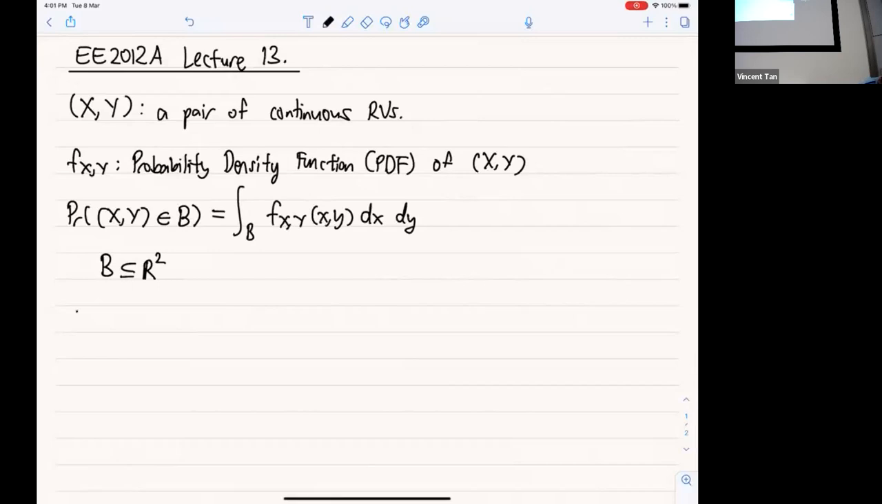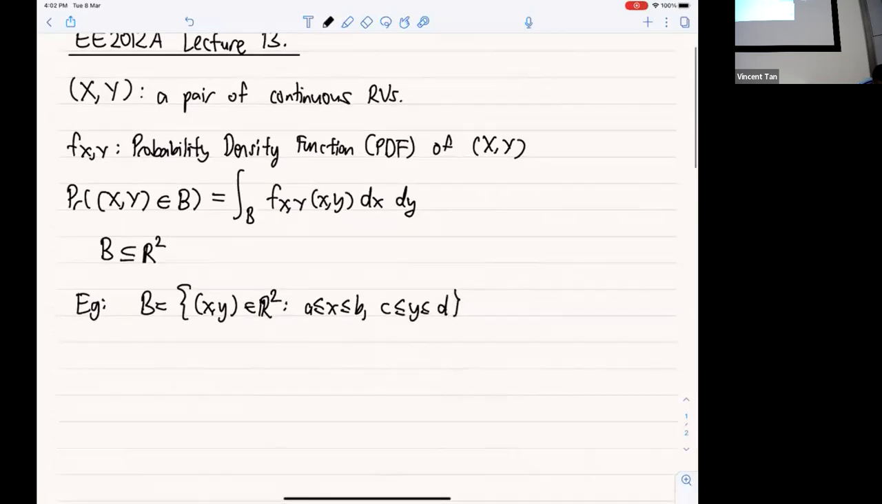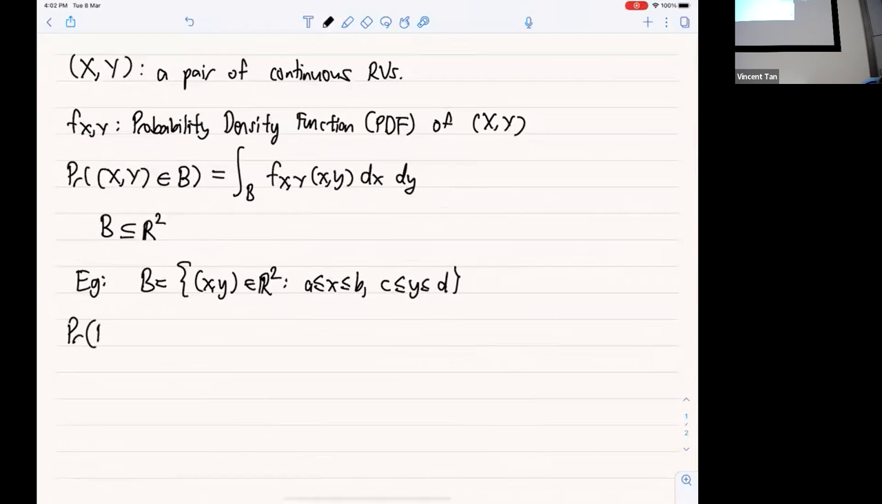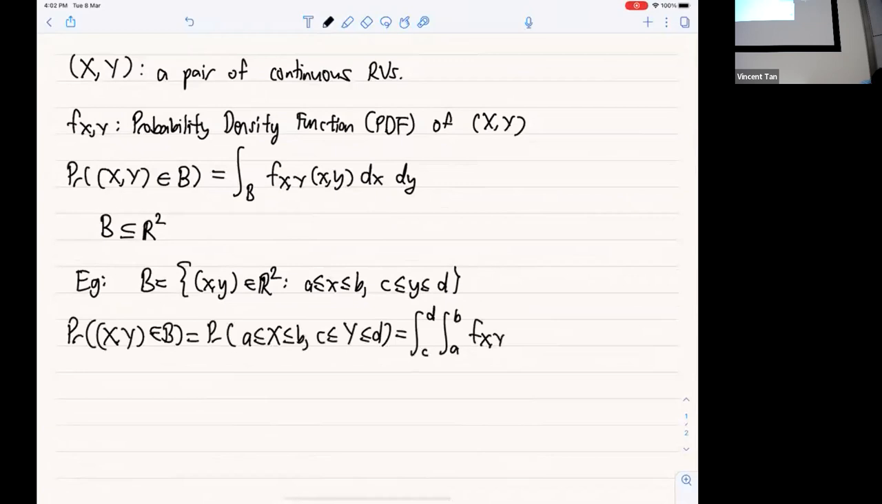For example, if the set B is the set of all XY pairs in R squared such that X is between a and b, and Y is between c and d, inclusive or exclusive does not really matter, then the probability of XY belonging to B is equal to the probability that X is between a and b, and Y is between c and d. And that can be written as the integral from c to d, a to b, of the probability density function integrated accordingly. So that is the basic property. That is called the probability density function, or more precisely, the joint PDF, joint probability density function.